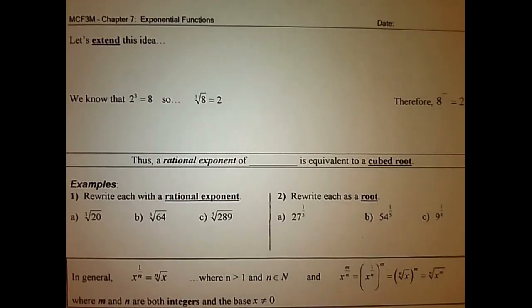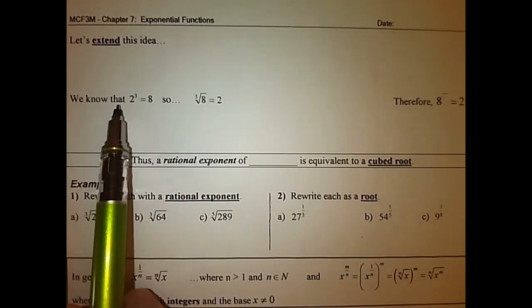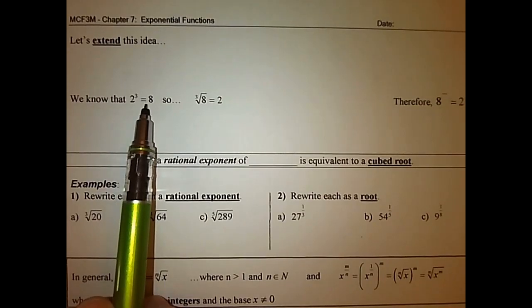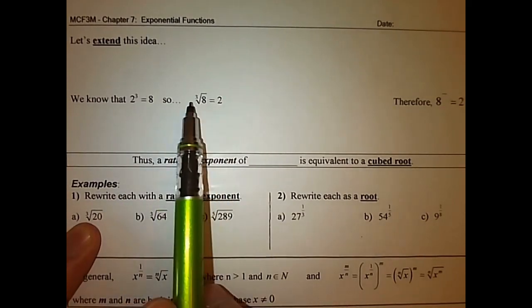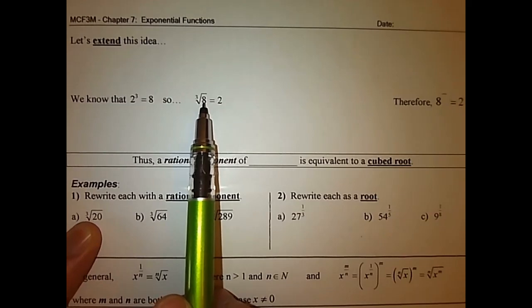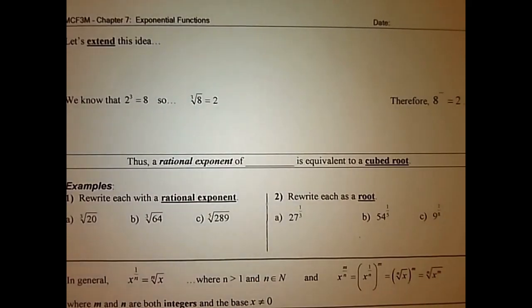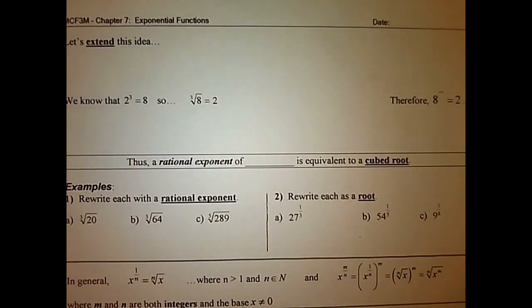So let's extend this idea a little bit. We know that 2 to the power of 3 is equal to 8. So we can actually rewrite this as a cube root of 8 is equal to 2. And if you're wondering, well, how do I do a cube root? It depends on your calculator.